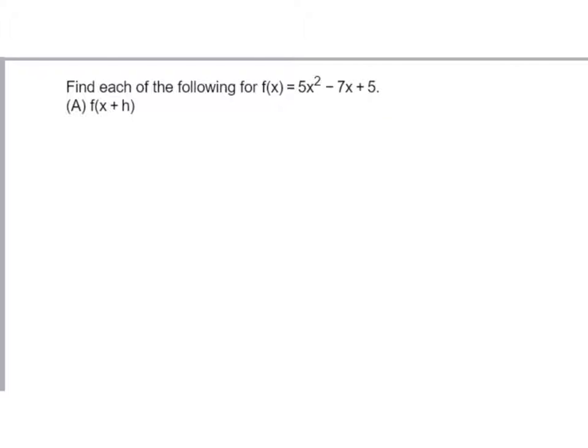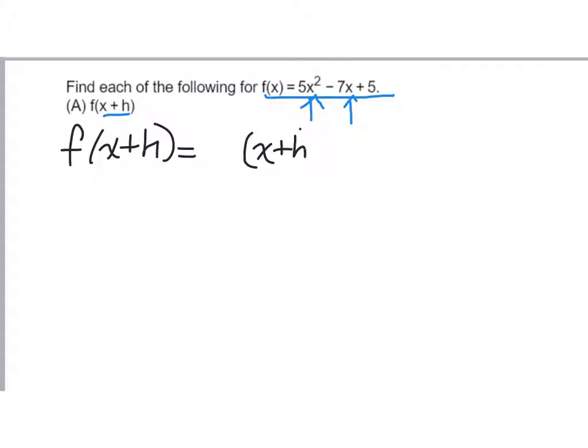So for part A, we're going to begin with the function f of x equals 5x squared minus 7x plus 5. And in place of x, both times that it appears in that equation, we're going to substitute in x plus h. So to begin, I'm going to write the function f of x plus h is equal to, and in place of x, we're going to have x plus h in two different places.